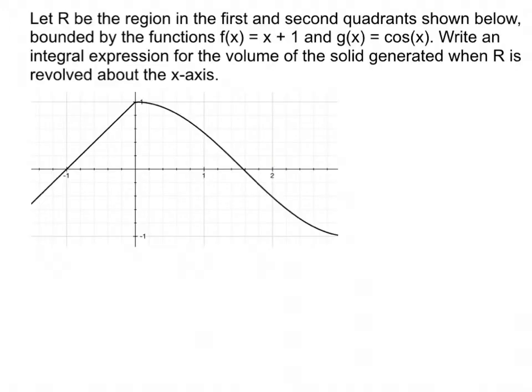So I say let R be the region in the first and second quadrants shown below. So it's basically this region here, that's bounded by the functions x equals 1, so that's this guy, and cosine x, that's this one. And I want to write an integral expression for the volume of the solid generated when that thing is revolved around the x-axis. Right?